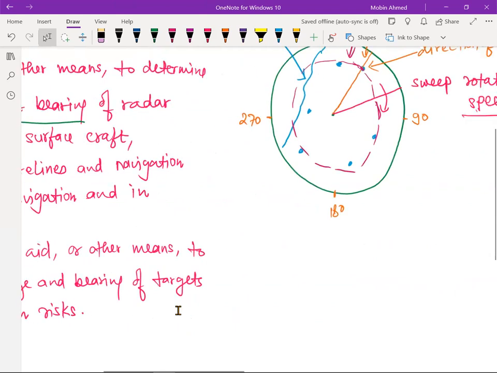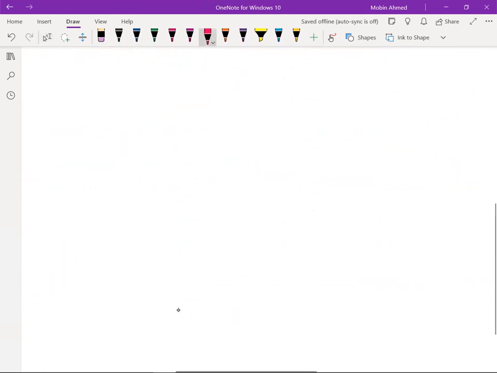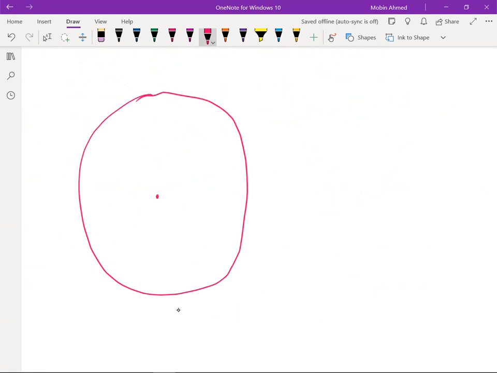Basically, now suppose this is our own ship. So it is always going to be in center. Now suppose again I am making that display. Suppose this is a display. Here is our own ship at the center. And suppose one target is here. Now this target is continuously moving like this. It is moving. So we need to plot this one.